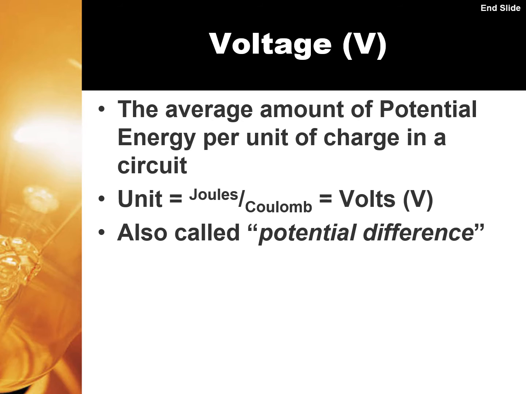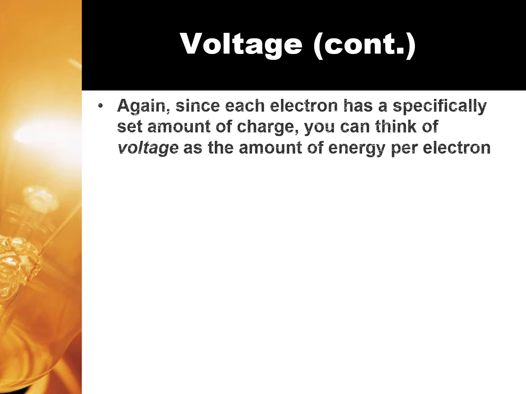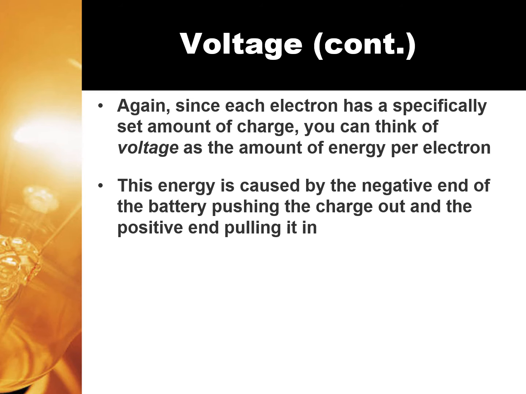Now the amount of energy they start with is given by the battery, and every electron has the same amount of energy. So when we talk about the voltage, we can talk about the amount of energy each electron is carrying. Since the electrons have a set amount of charge, then we'd say the potential energy per unit of charge. We can also say the potential energy per electron. And we can think of this as voltage when we're talking about the amount of potential energy.